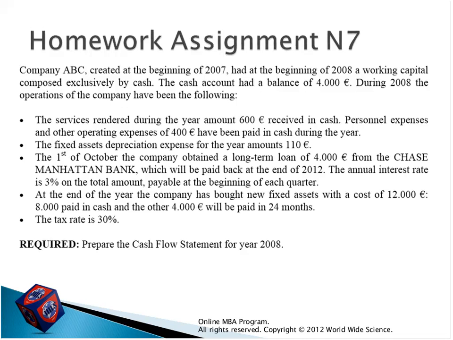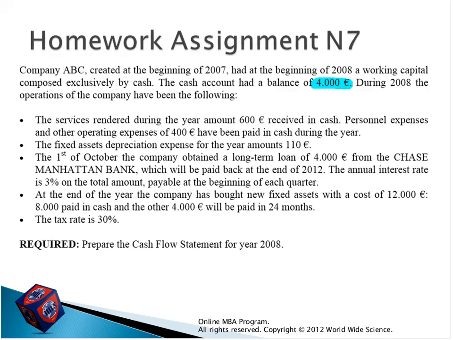So the company ABC was created at the beginning of 2007, a startup company in the year 2007. And at the beginning of 2008 it had a working capital composed exclusively of cash. So that means company ABC had capital in cash only. The cash account had a balance of 4,000 euro at the beginning of the year, right? This is very important. You must highlight it.